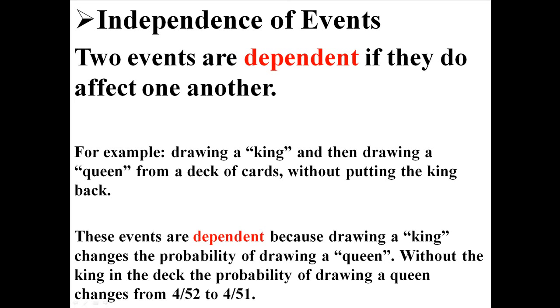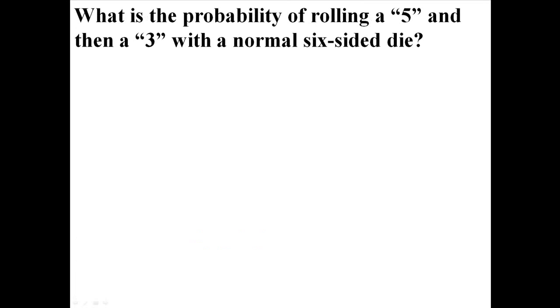Basically, taking one card out of the deck changes the probability of another event because there are now fewer cards in the deck, which is why these are dependent events, because the presence of one event affects the probability of another. So what is the probability of rolling a 5 and then a 3 with a normal six-sided die?